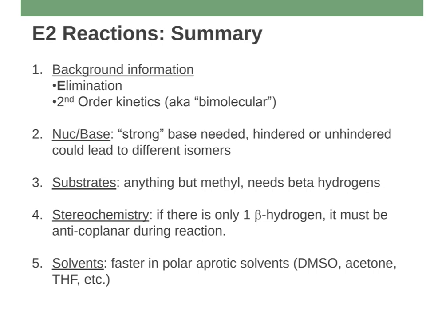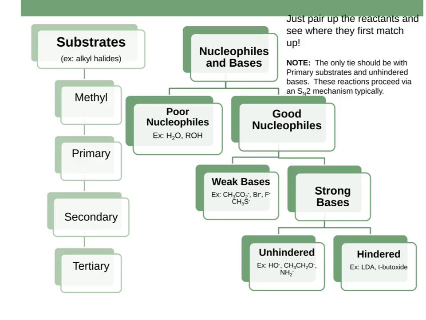The substrates, all you've got to do is find beta hydrogens. As far as the stereoselectivity goes, if there's only one beta hydrogen, then you've got to watch for that anti-coplanar stuff. But for the most part, just draw the most stable alkene that you can. And solvents, we'll talk more about solvents later, but I'll put it here now. E2 reactions tend to be faster in polar aprotic solvents than they are in protic. That's just because your base is free to do what it wants. It's not going to be solvated too tightly.